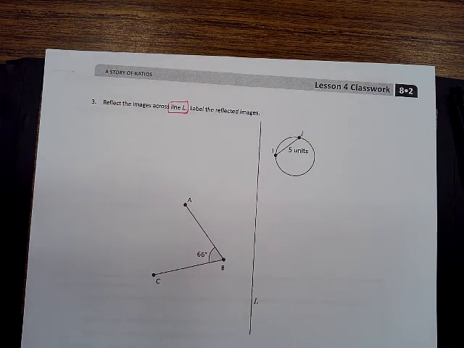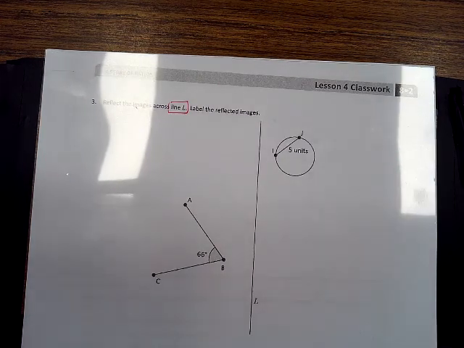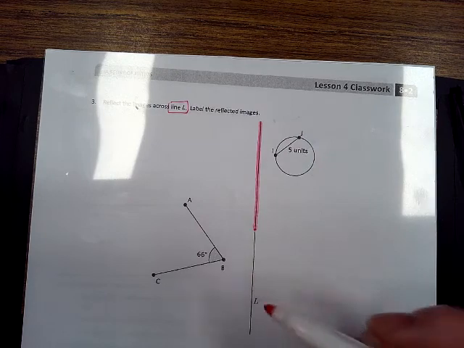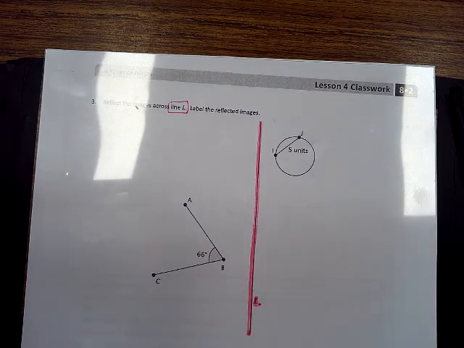So we need to get our transparency again. I already cleaned mine off when you weren't looking. And for line L, remember, always do your rule first. So line L is my rule. That's what I'm flipping over. So I'm going to trace that first and label it line L.